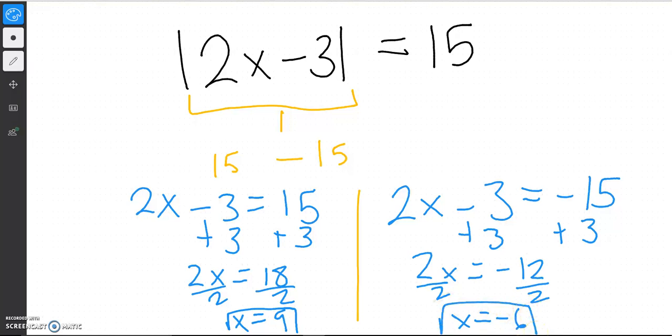So again, for these types of problems, you're always going to have two answers. One answer will be the positive of this, and one answer will be the negative of this.